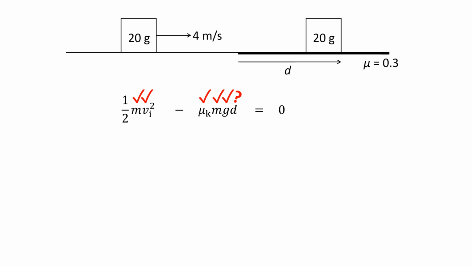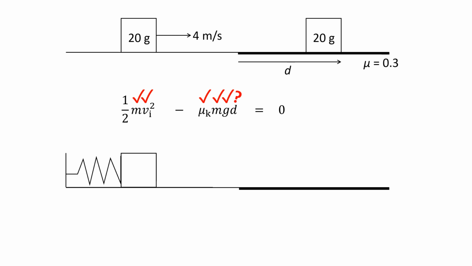Let's take a very similar scenario, except now we have a spring involved. So we push this block backwards and we release from rest. The block fires off, travels across the rough surface, and stops after going some distance d on that rougher surface. My question for you is, what's the equation that we write down? How is it different from this scenario?